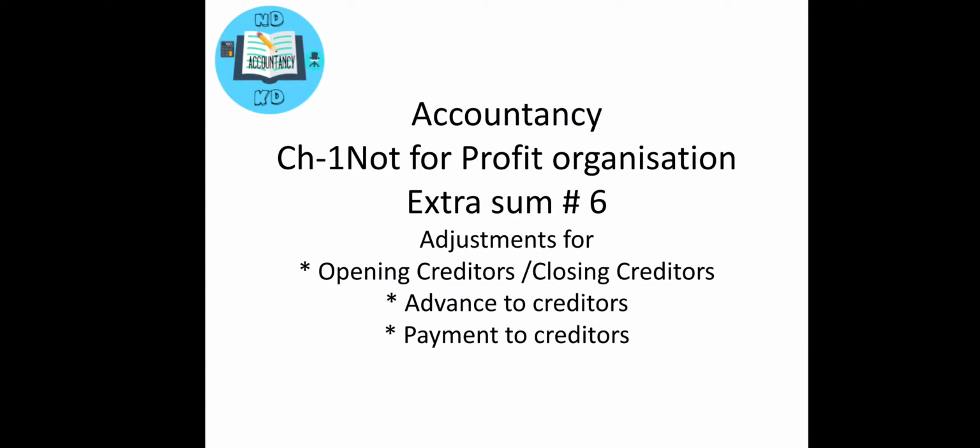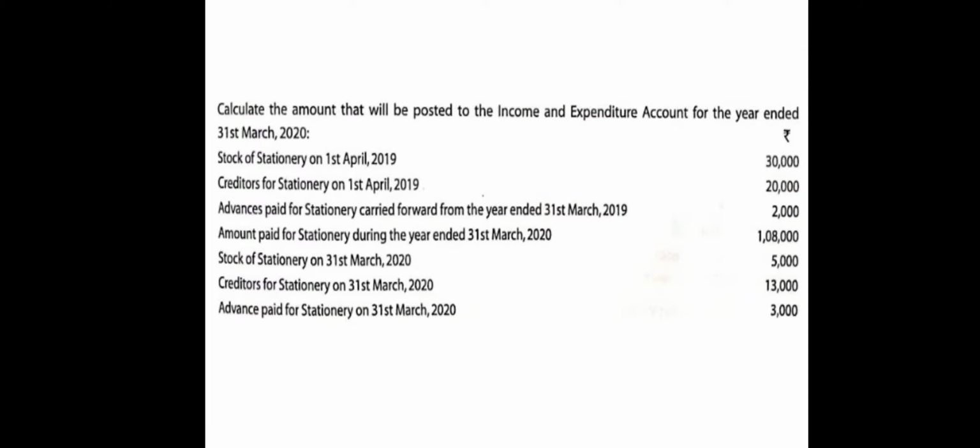Greetings to all. Now this is the same sum as we have done in extra sum number 5 and extra sum number 6. But under this sum there are some items which are reflecting as advance of creditors and payment to creditors. So that is to be understood first.